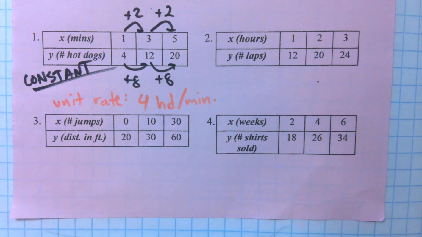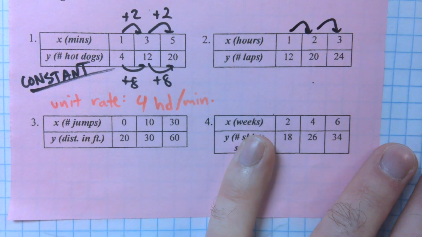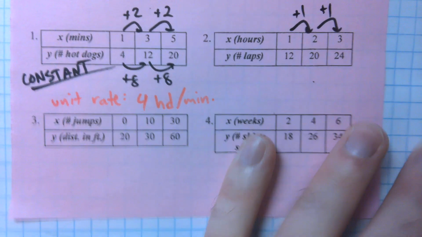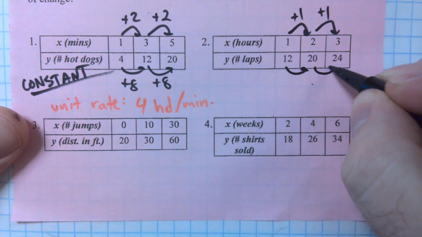So that one's constant. Let's look at the second one. Across the top, what's my change from 1 to 2 and 2 to 3? +1, +1. So far, so good. This must be constant, right? No. Not yet. Okay, let's check the laps.